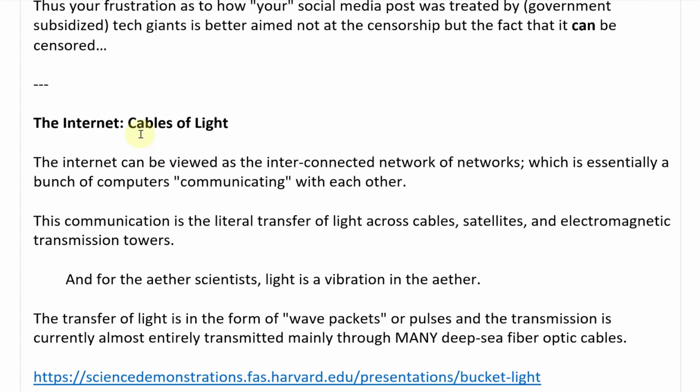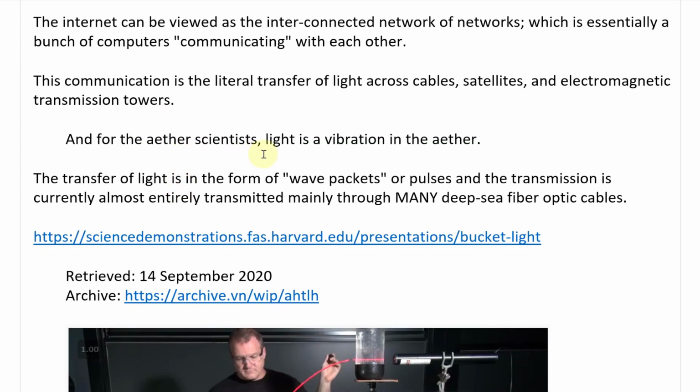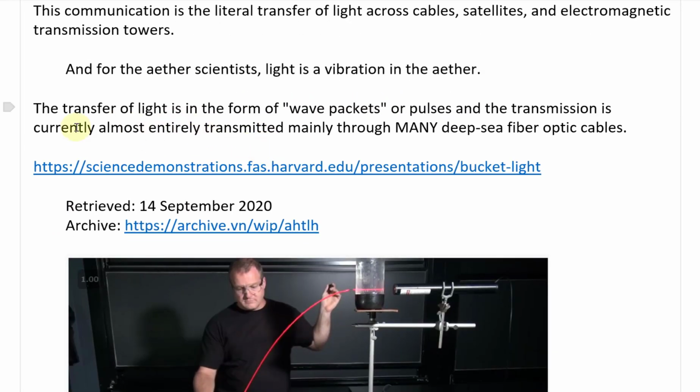So now let's look at the internet, cables of light. The internet can be viewed as the interconnected network of networks, which is essentially a bunch of computers, quote, communicating with each other. This communication is the literal transfer of light across cables, satellites, and electromagnetic transmission towers. And for the aether scientists out there, light is a vibration in the aether. Anyways, the transfer of light is in the form of, quote, wave packets or pulses, and the transmission is currently almost entirely transmitted mainly through many deep sea fiber optic cables.